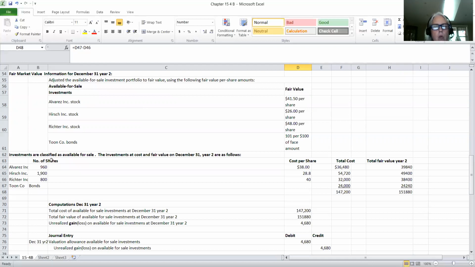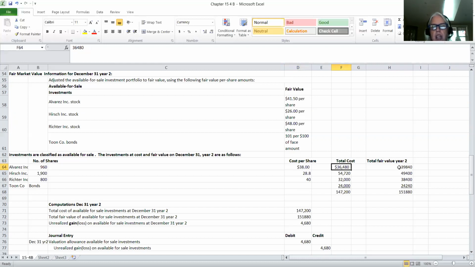Also, what they wanted you to do is calculate the total cost of all the shares of stock that you own at year two, as well as the bonds that we own at year two. So we still own 960 shares of Alvarez stock. This $38 was the cost of that stock originally. If you multiply 38 times 960, it will give you the total cost.